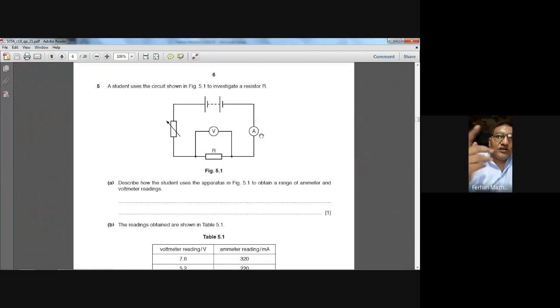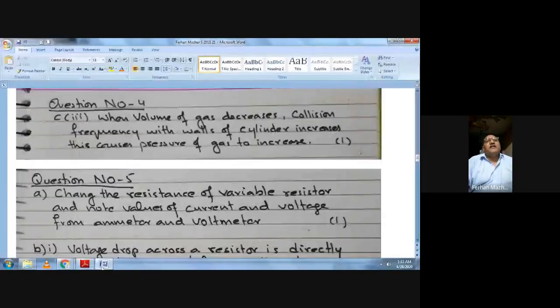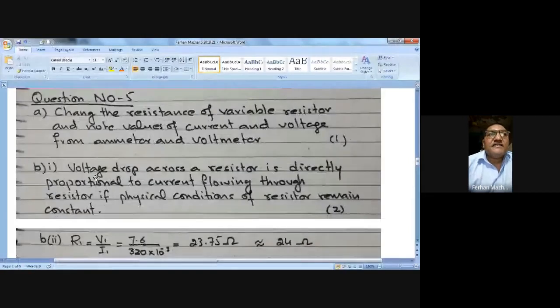So this is how. This is a 1 mark question. Let me show you. I have also written its answer. Question number 5A part: change the resistance of the variable resistor and note values of current and voltage from the ammeter and voltmeter. So keep on changing the value of the variable resistor and you will get different sets of readings on the voltmeter and the ammeter.